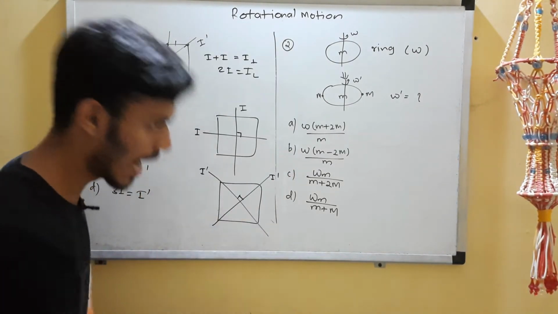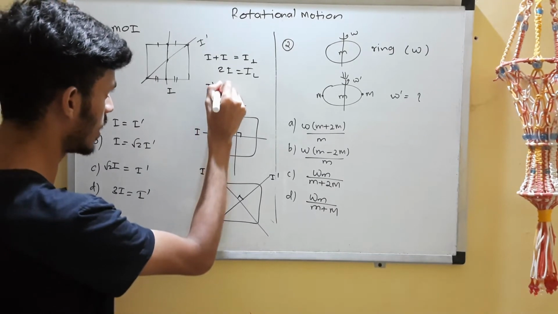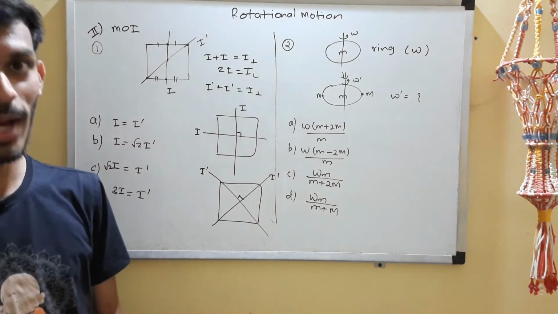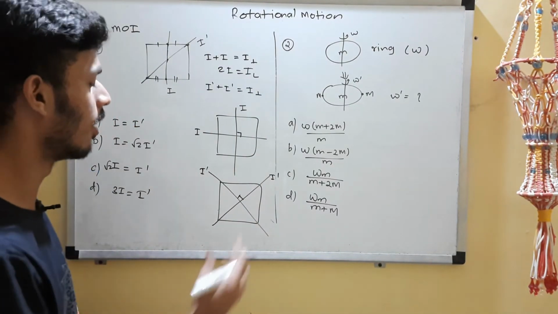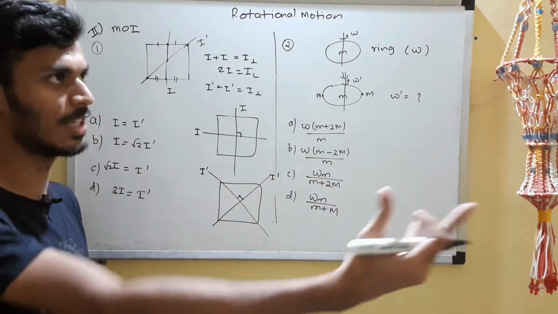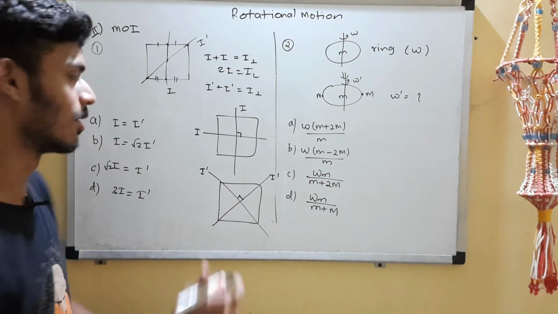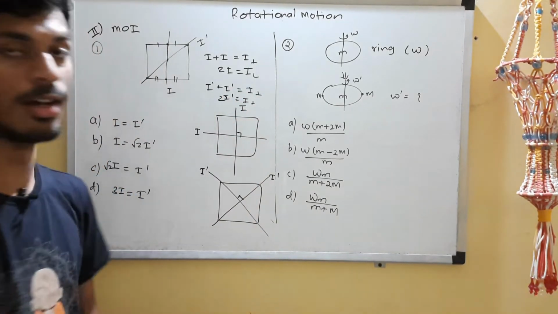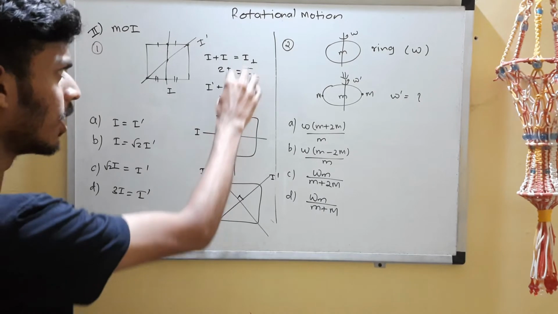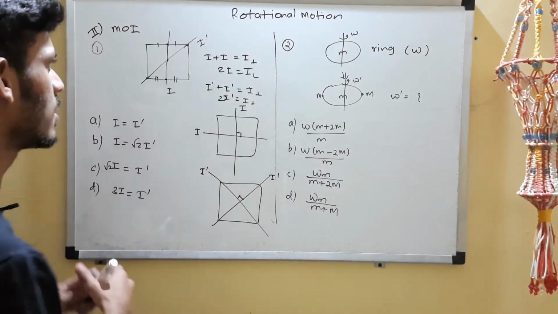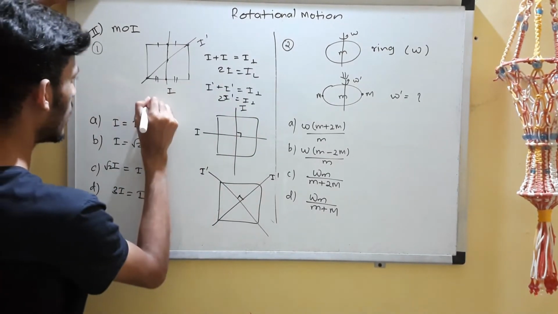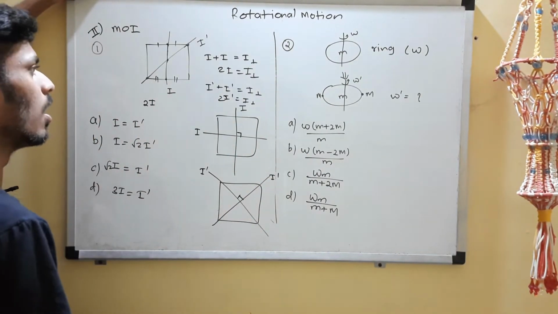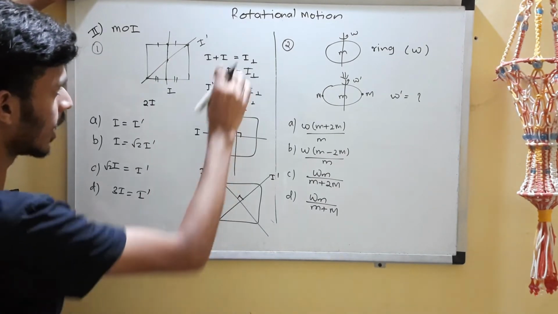So I dash plus I dash will be equal to the moment of inertia about the perpendicular axis. So 2I dash will be equal to the moment of inertia along the perpendicular. So in both cases, the sum is finally equal to the moment of inertia about the perpendicular to the plane. So you can equate these two.